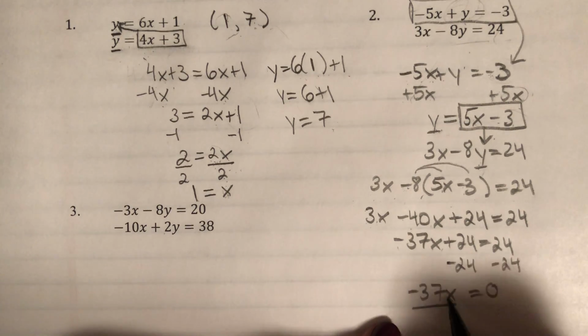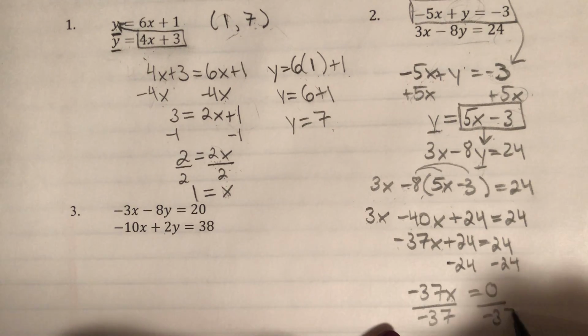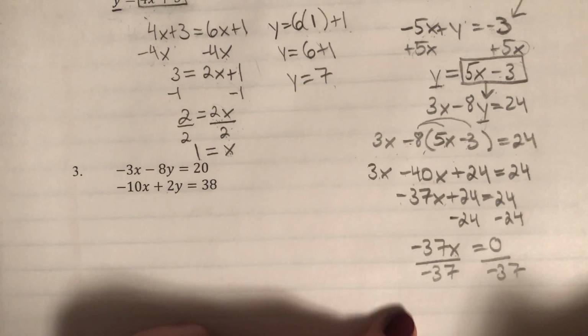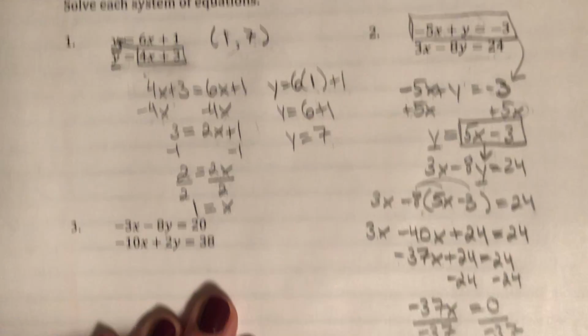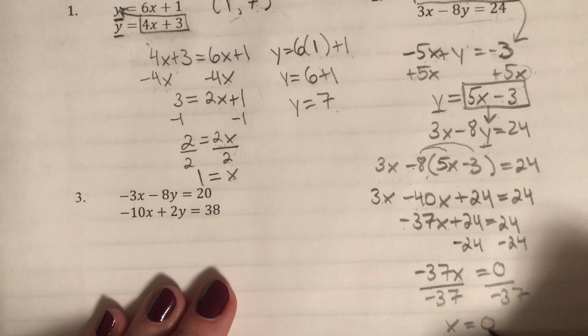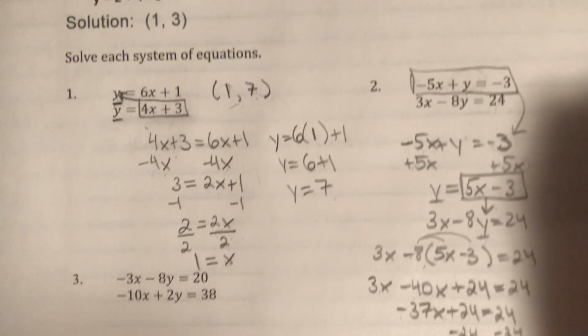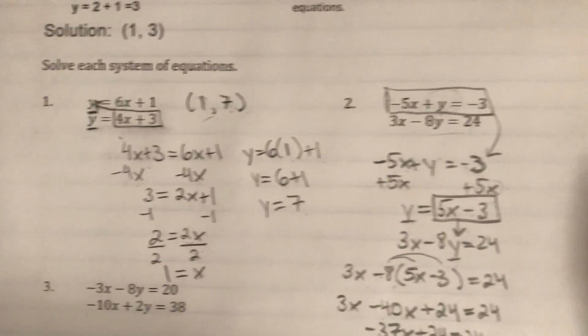Now, this x is times negative 37, so I need to divide by negative 37. Fortunately, because it equals 0, that makes my job rather easy, and now I'm left with x equal to 0. Now, x can equal 0. Don't let anyone fool you and say that it can't. It can equal 0.